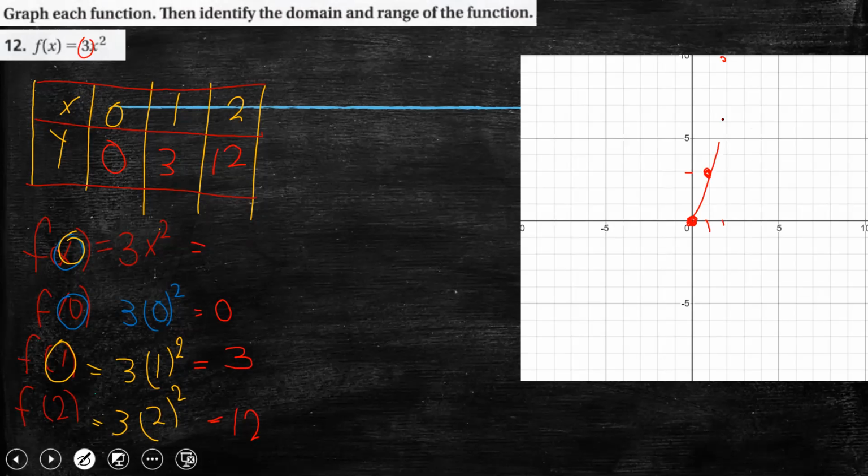Then 2, 12. Could be up here. Then after that, connect between these points. After you connect between them, make a reflection like this. This is my graph now. Now after that, let's make the domain and the range.